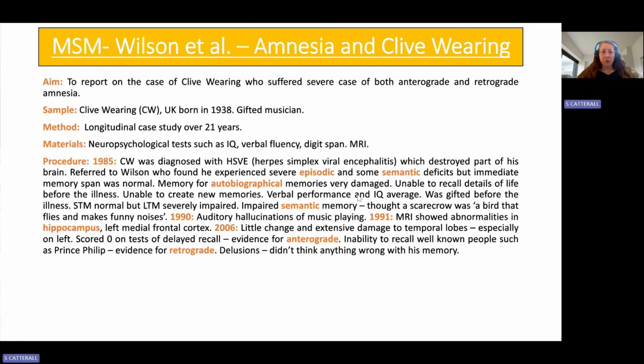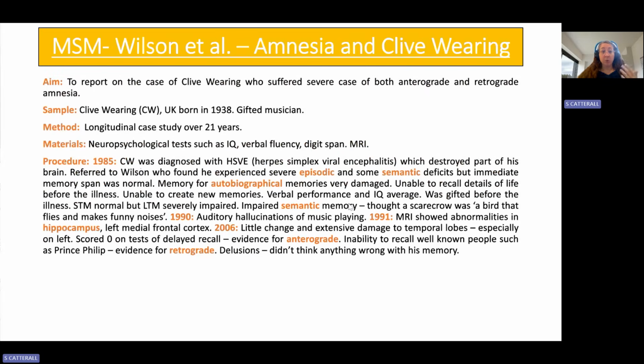He was unable to recall any details of his life before his illness, and he couldn't create new memories, so he's showing that anterograde amnesia. So whilst the duration of his memory was fine, he couldn't actually transfer it from short-term memory into long-term memory. So maybe there was something damaged in that rehearsal, or if it's not rehearsal, because we've mentioned the model might not be very good, maybe there was something else going on there.